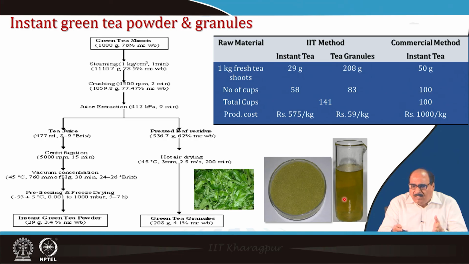And if you see that instant tea, we get from 1 kg fresh tea about 29 gram instant tea and 208 gram granules. In the commercial method, from 1 kg tea one gets 50 gram. So the number of cups from instant tea 29 gram you get 58 cups, and from tea granules 83 cups. So in total we get 141 cups, whereas from the commercial method of instant tea production, from 1 kg tea finally we only get 100 cups.